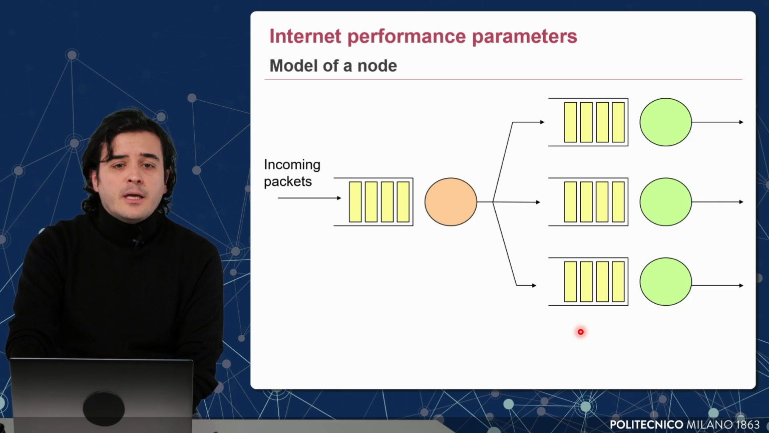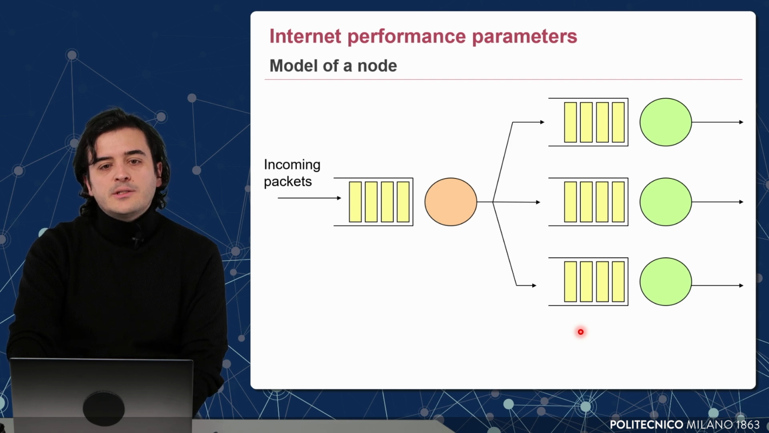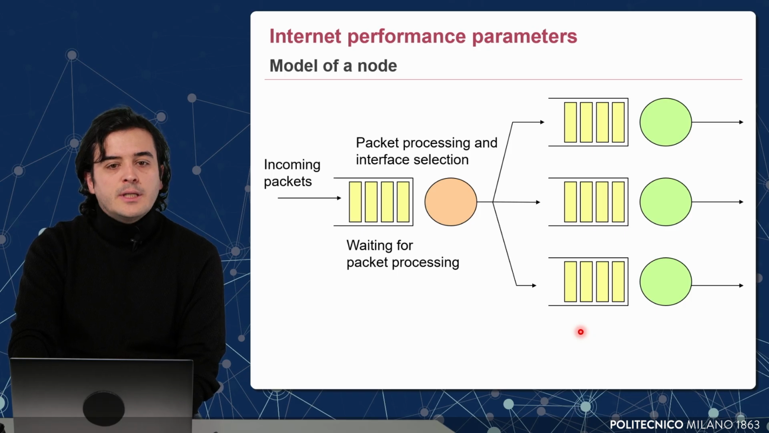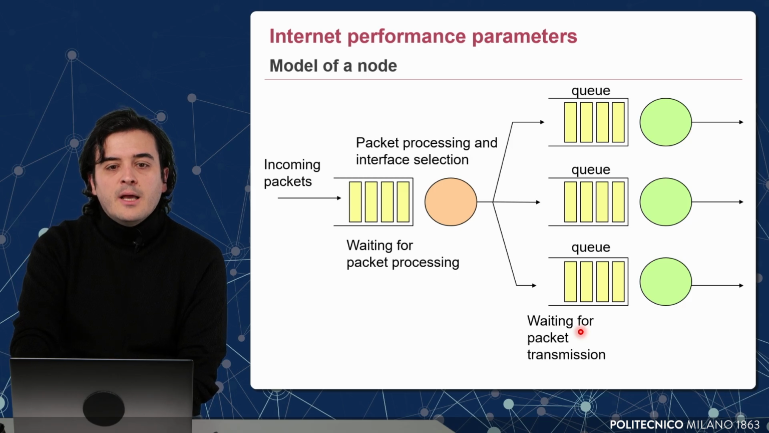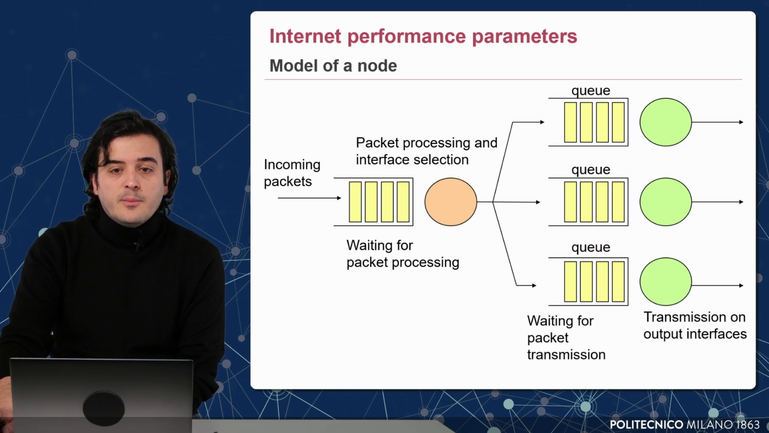In fact, the incoming packets which come to a router or any network node, depending on the destination where they need to be transmitted, may vary, because each node first waits for packet processing, and then once it does the processing of the packets, it continues with the selection of the interface, and then it proceeds with the transmission of the packet on the corresponding interface. In fact, in each of the interfaces, it's possible to have a queue depending on the quantity of the data to be transmitted and depending on the processing capacities of the node.